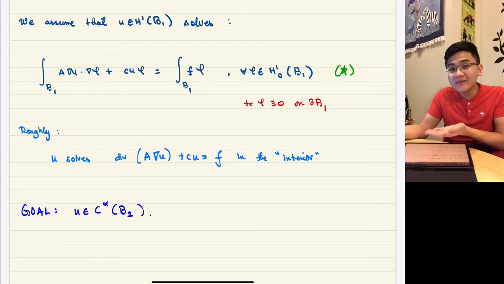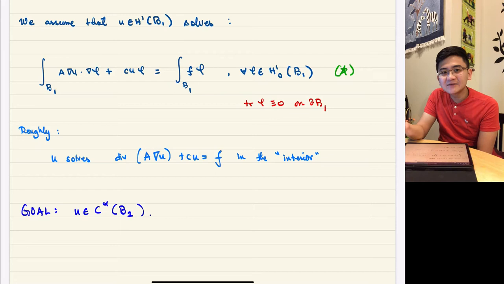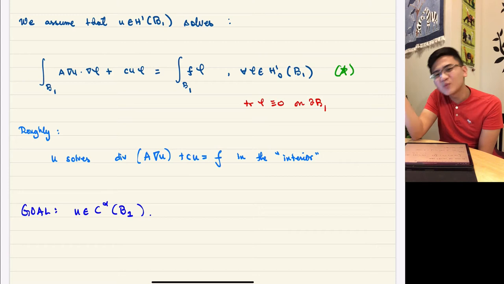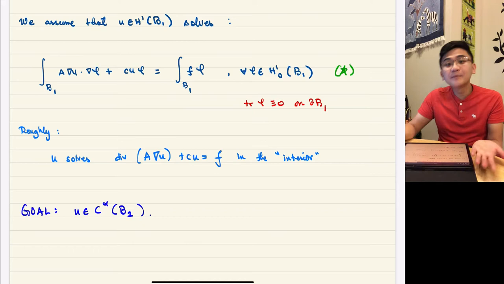Okay, so the goal is to show that U is C alpha, and this is a step up because Sobolev functions can be discontinuous. There are certain instances where Sobolev functions are actually continuous. It's by a Sobolev embedding, which we might discuss at some point. But I think in our case, it's not necessarily that. And so this is some kind of an improvement.